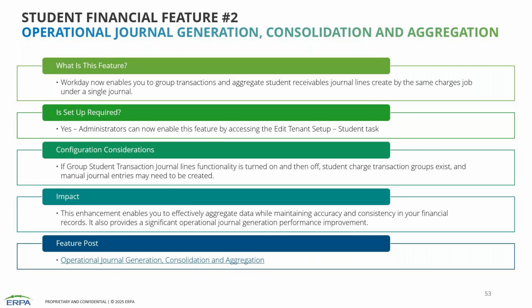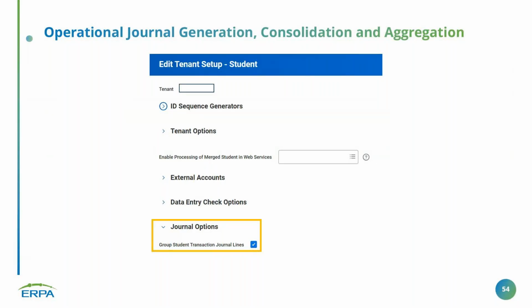Again, because this is often a set it and forget it task, but it's so simple, the configuration here is just checking that simple box. And when you enable grouping student transaction journal lines, Workday groups charges with the same student and academic period, and then the assigned charges via SFPR job run and the same company. You'll be able to create student charge transaction groups for assess charges, cancel charges, charge adjustments, refund recovery, write-offs. So basically all those journal lines kind of get wrapped into one group.